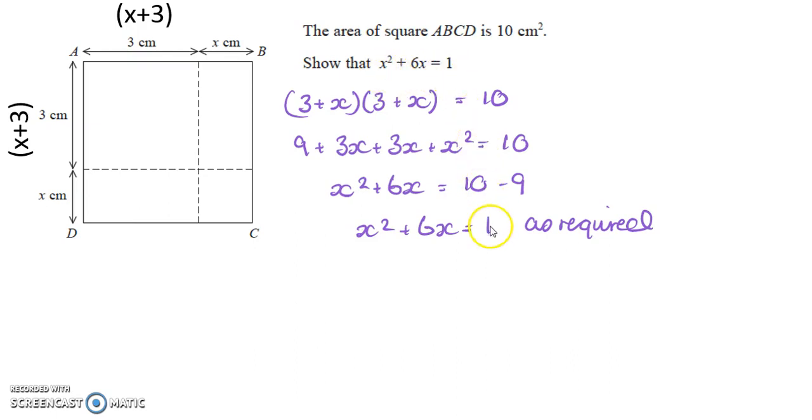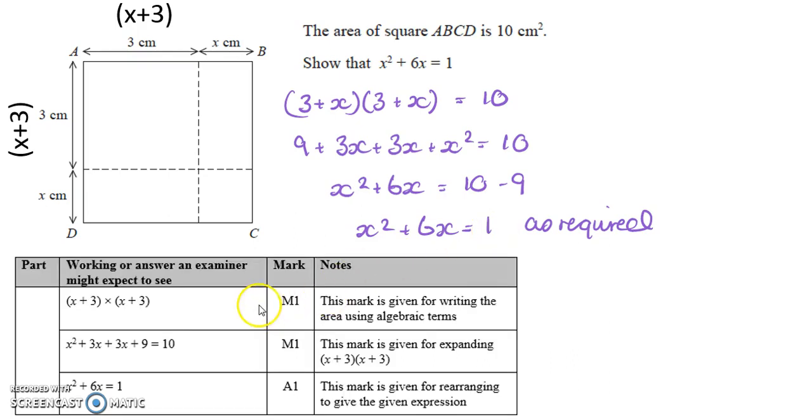So the mark scheme looks like this. They're awarding a mark for writing the area using algebraic terms. I did it by doing x plus 3 times x plus 3, which is what they've got there. There is another mark given for expanding the brackets, so if you've got all of these terms correctly expanded, it looks like we've got the equation set up for the next mark. And the final mark is given for rearranging the expression, so moving things around until it looks like what they've got at the start of the question.